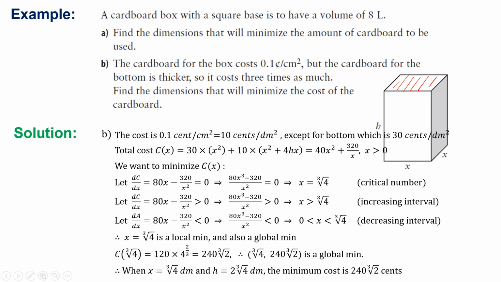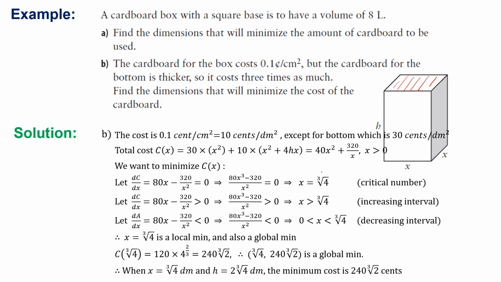So basically, we want to minimize the total cost, C(x). We need to find the global minimum of C(x) when x is greater than 0. Again, we can use the first derivative to help us find the minimum of C(x). The first derivative of this function is 80x minus 320 over x squared. We let the first derivative be 0 and find the solution: x is the cubic root of 4. So this is our critical number.